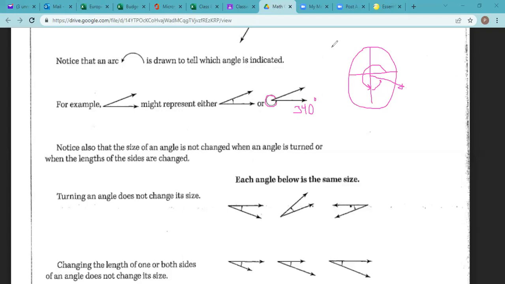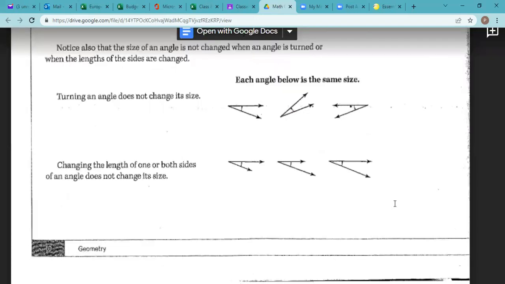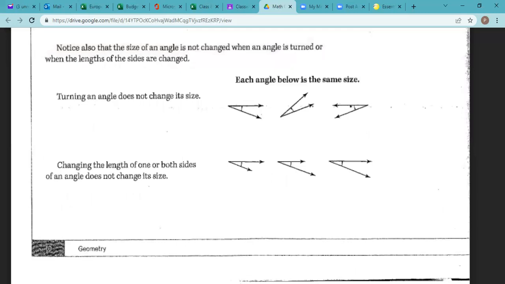Now notice also that the size of the angle is not changed when the angle is turned or when the lengths of the sides are changed. So basically, in this first example, all 3 of these right here, notice that the size of the angle does not change. We just tilted our angle down here.